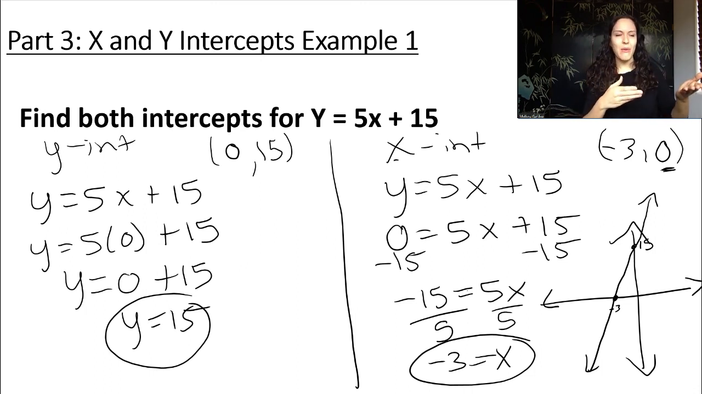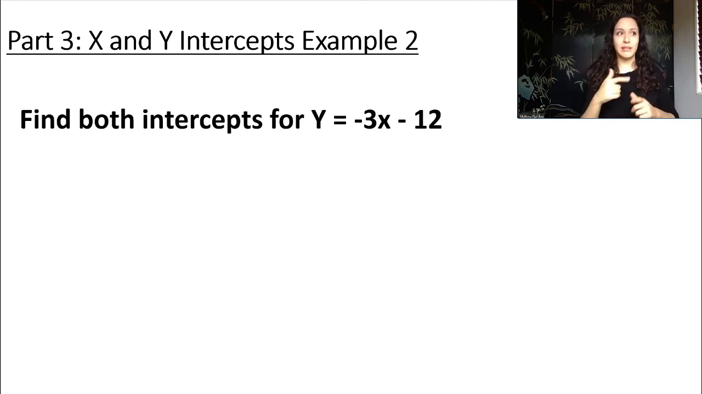So for the next slide, I'm going to have you practice that one on your own, finding the x and y intercepts. Press pause when you're done to check your work. Follow the same steps as before. Okay, go ahead.